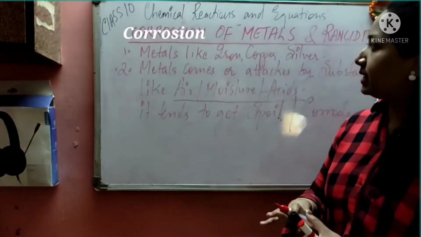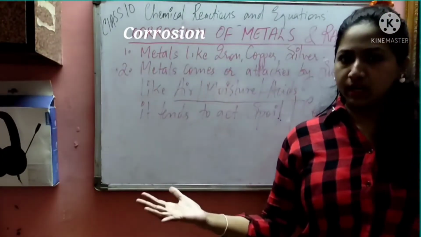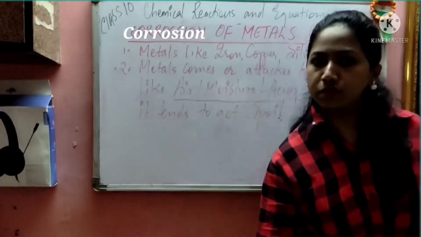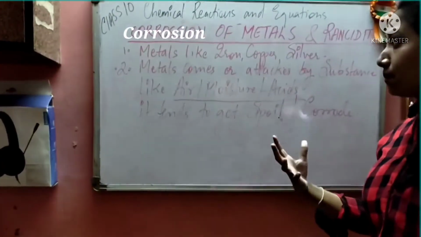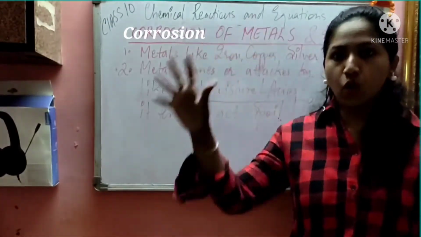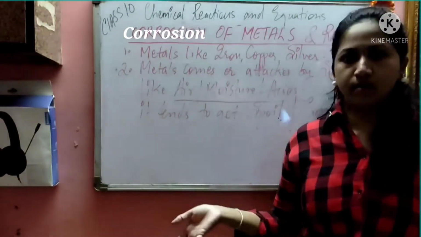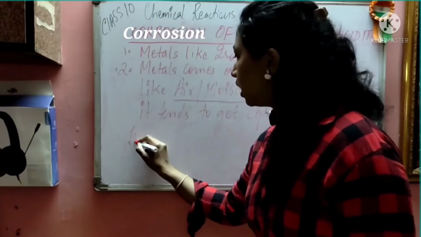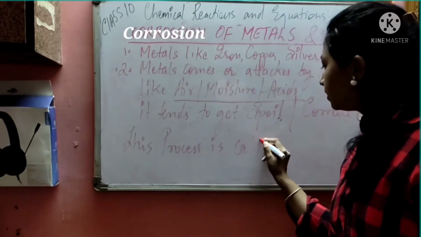Again, we'll see metals like iron, copper, silver. Whenever they are new, they're shiny, they're bright. But when they are kept at room temperature, they come in contact with air, then water. Moisture is basically water, and acid. What happens? They tend to get corroded. And this whole process is very slow. It is not like you keep it today and tomorrow it gets corroded. No, it's a slow process. So this whole process is called corrosion.